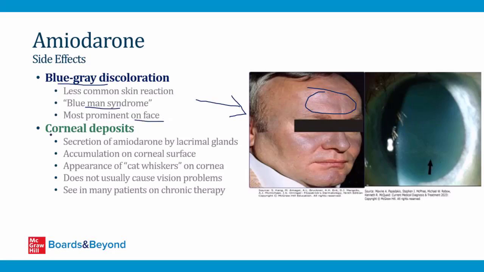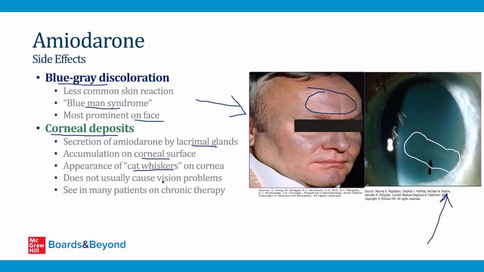And then finally, patients can develop corneal deposits. So amiodarone is secreted by lacrimal glands into your tears, and it can accumulate on the surface of the cornea. And this will give the appearance of little cat whiskers on the cornea. There's an example of it shown right here in this image. If you look carefully, there are little whispers of little lines in the cornea, and that's an effect of amiodarone.